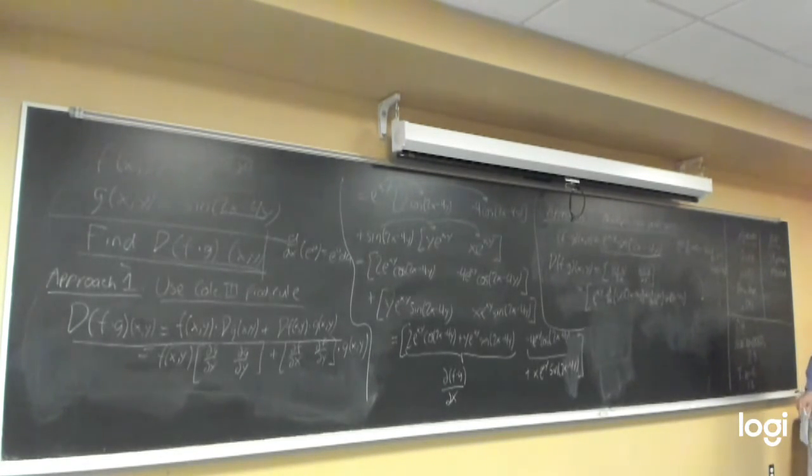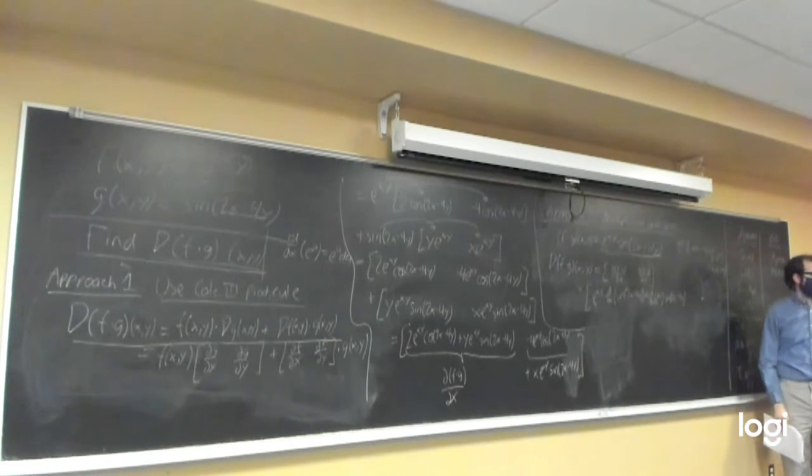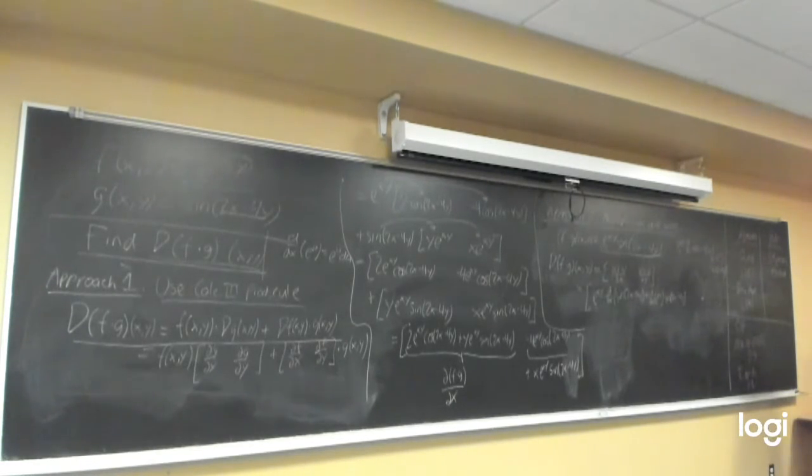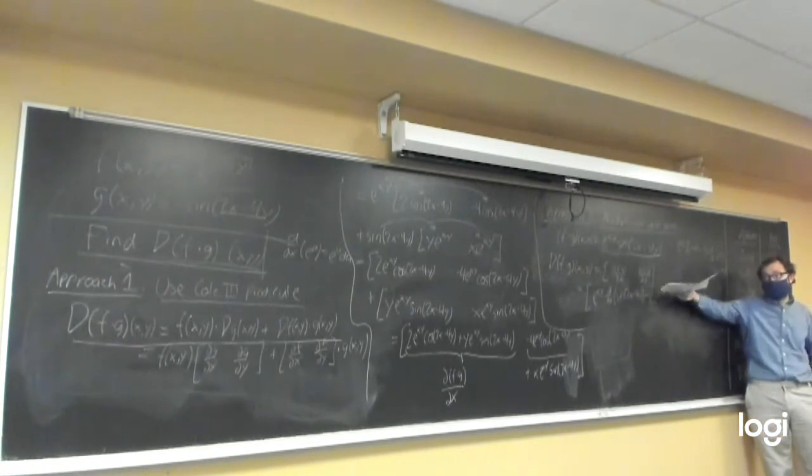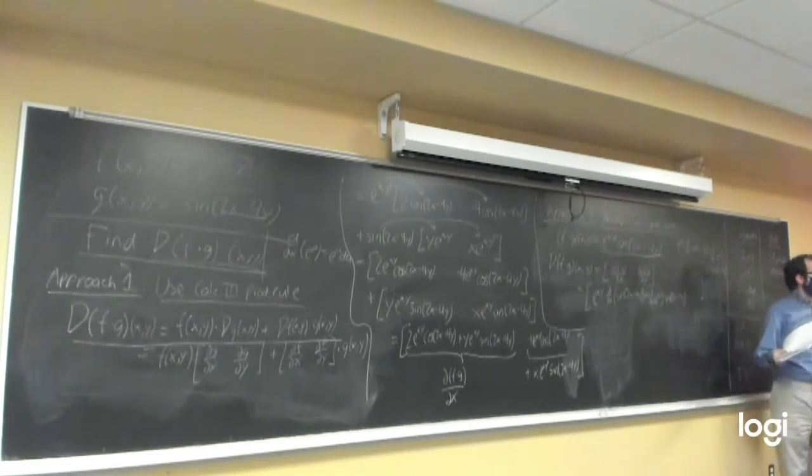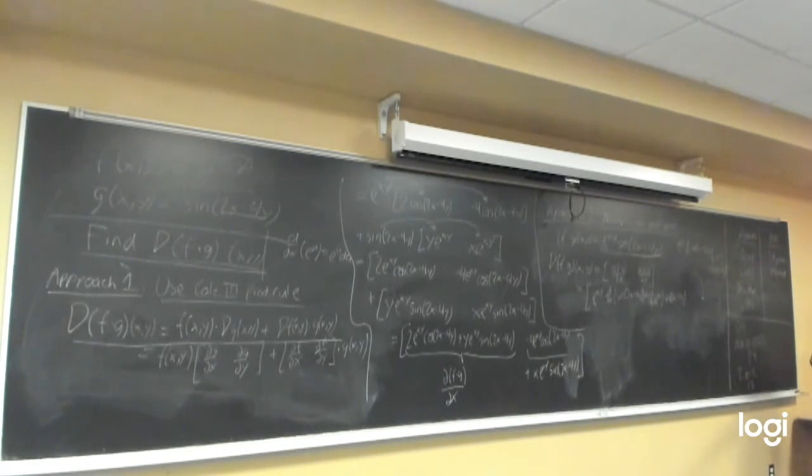Thank you, registrar, for putting me in a classroom where the board is too small to fit everything I want onto it in a nice way. But essentially, we can differentiate f times g with respect to x and y using the Calc 1 version of the product rule.